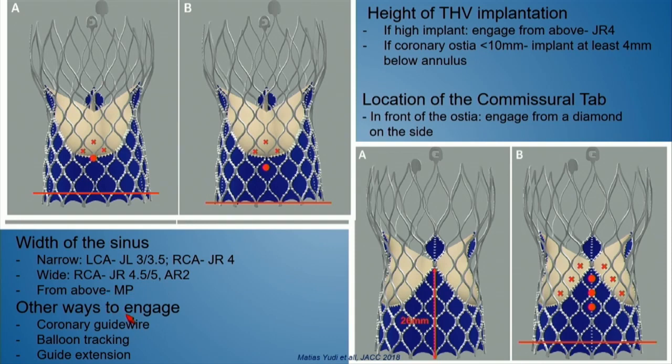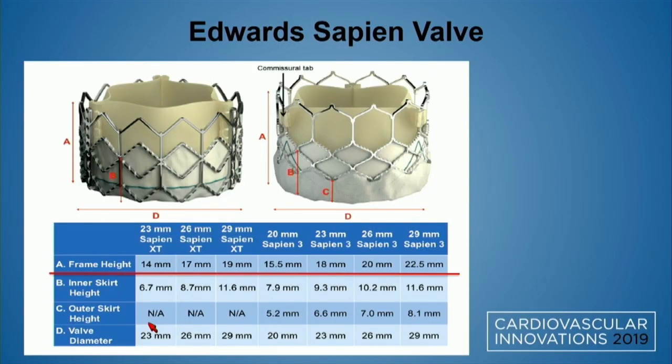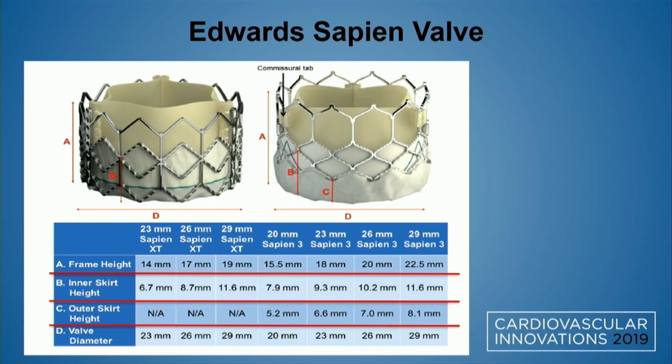Now, there's other ways to engage, such as sending your coronary wire first, or tracking with a balloon, such as balloon tracking, and then guide extensions as well. Now, for the Sapien valve, it's a little bit simpler. The height is much less than your core valves. And you can see that the outer skirt, or the inner skirt, is between 8 to 11.6.